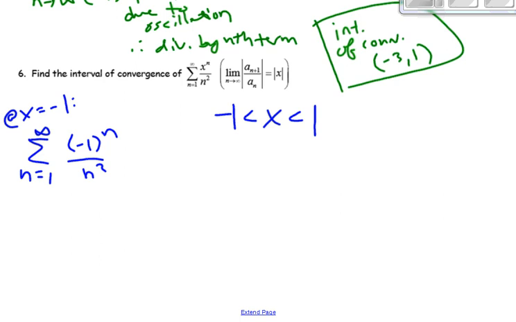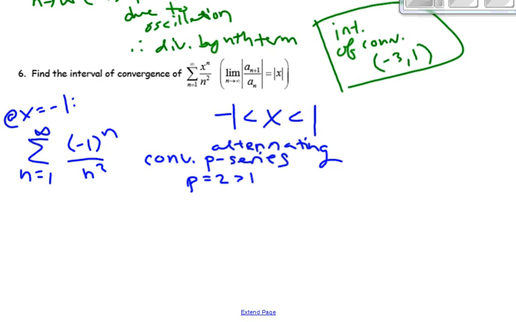Now remember, if you take the absolute value of any series and that converges, then the original series converges absolutely. So if you think about the absolute value here, you get 1 over n squared, which is a convergent p-series, where p is equal to 2, which is greater than 1. You could even say a convergent alternating p-series. So that's pretty given. If a convergent p-series is alternating, then it will be convergent.